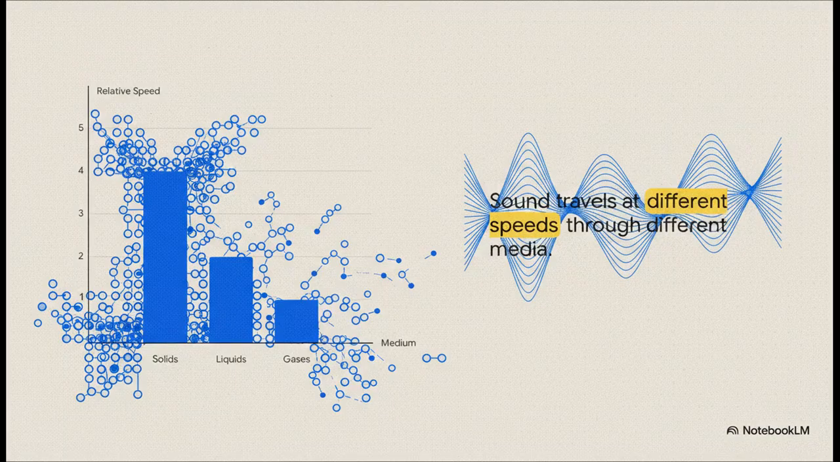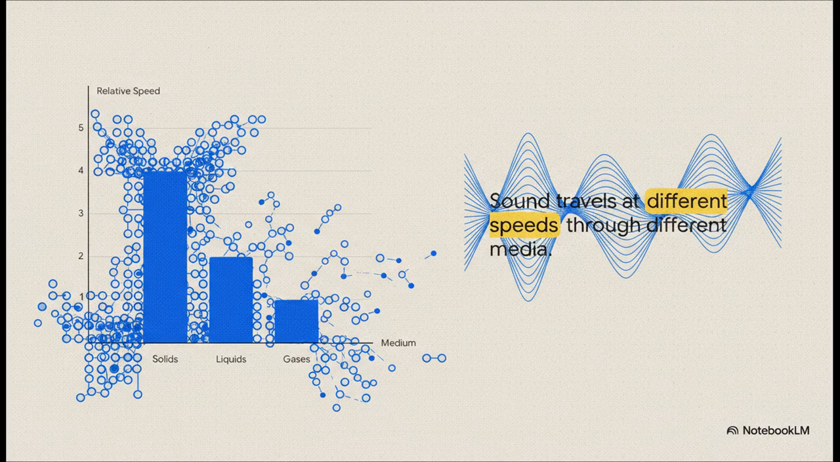Okay, so if sound needs a medium, does it travel at the same speed in all of them? No way. This chart makes it super clear. Sound travels fastest in solids because the particles are packed really close together, so they pass on the vibration almost instantly. In gases like air, though, the particles are all spread out, so it's much slower.